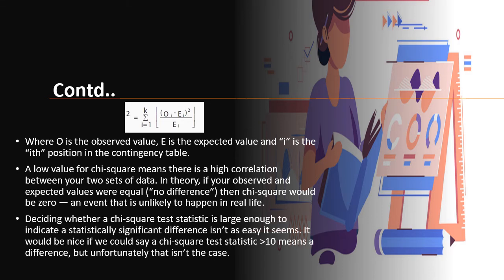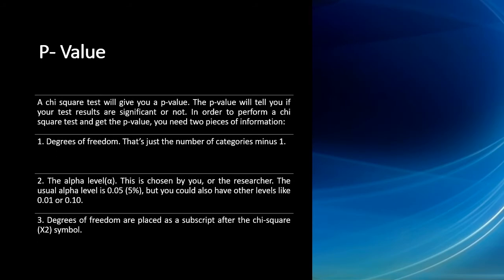Deciding whether a chi-square test statistic is large enough to indicate a statistically significant difference isn't as easy as it seems. It would be nice if we could say that a chi-square statistic greater than 10 means a difference, but unfortunately that isn't the case either. So now we are going to discuss the p-values. A chi-square test will give us a p-value. That p-value tells us if our test results are significant or not.